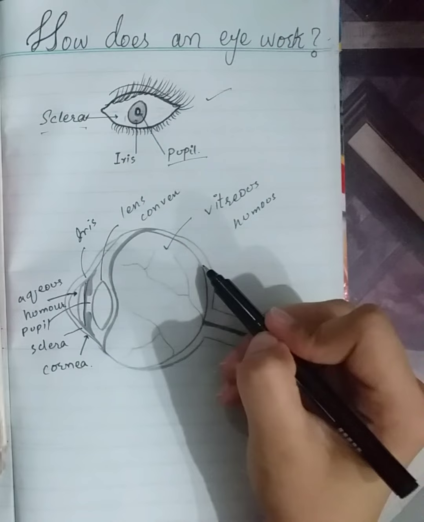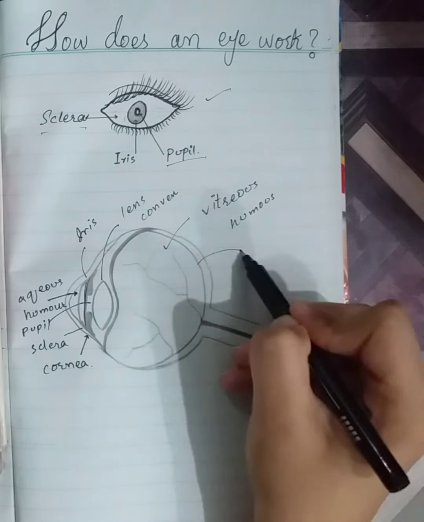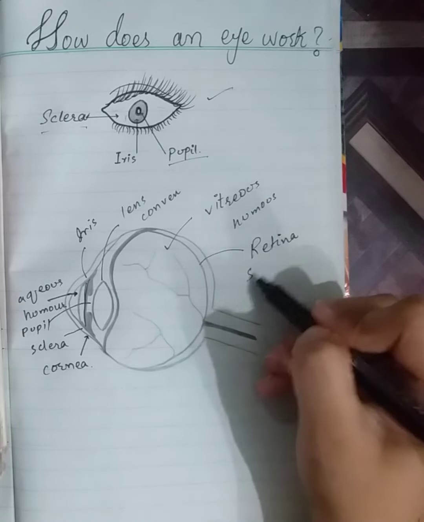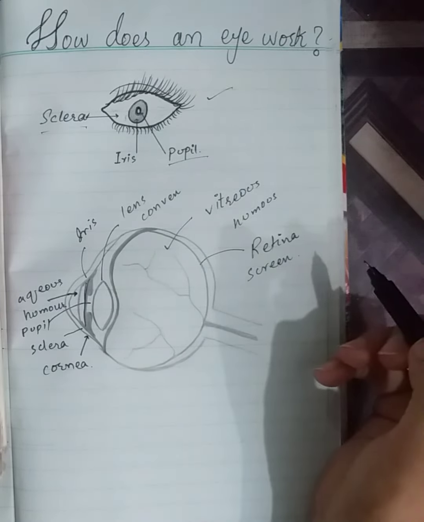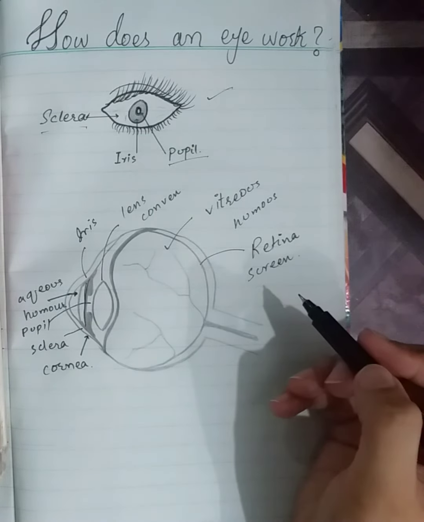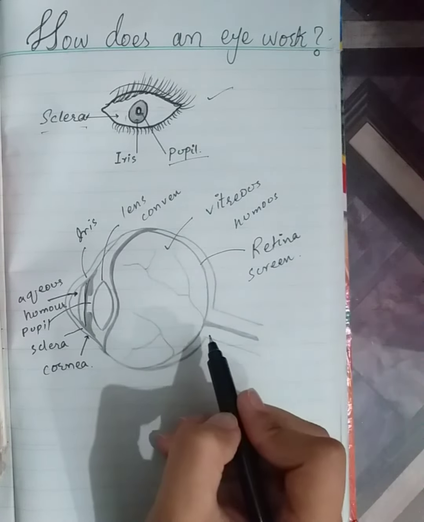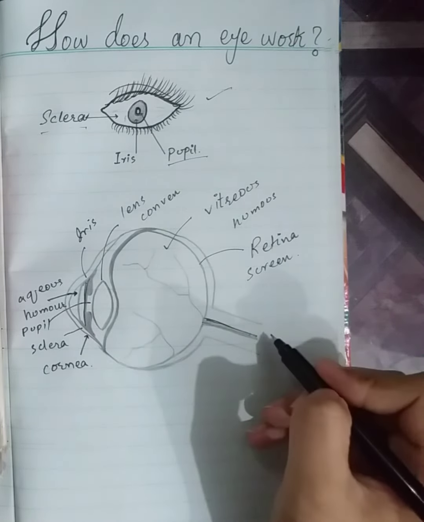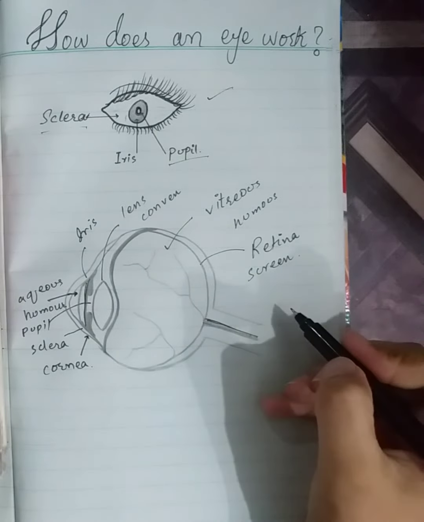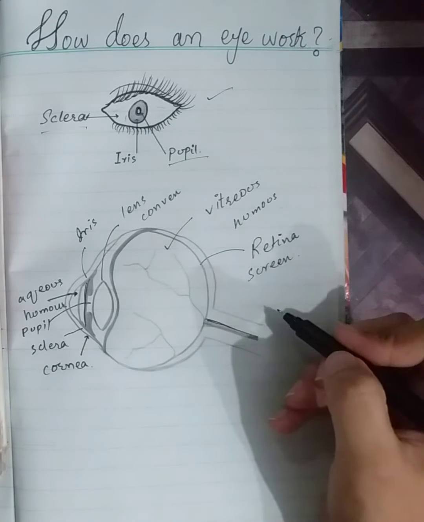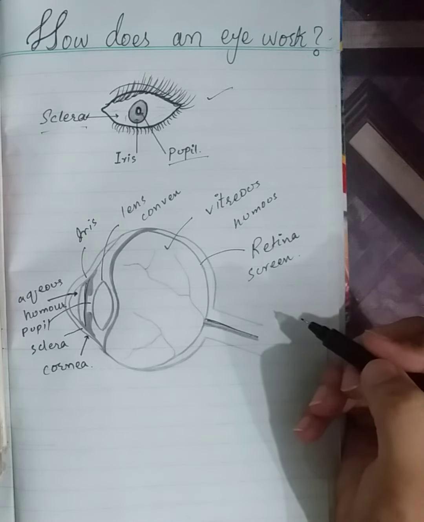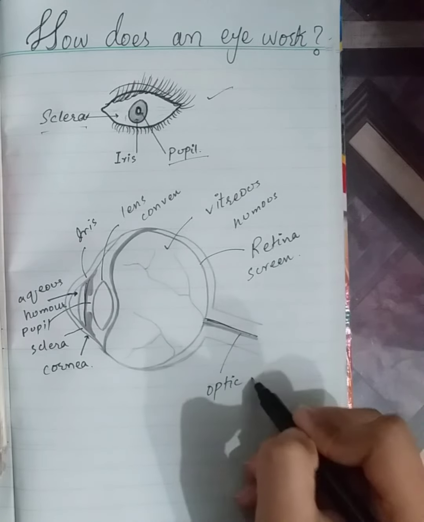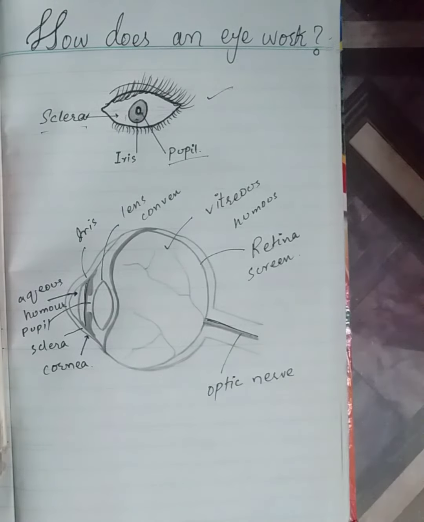Then we have another structure that is called the retina, and you can say the retina is a screen. The retina is a screen on which the images are placed. Then we have an optic nerve which passes from the eye to the brain to take messages and get orders from the brain about what you have seen. Okay, that is called the optic nerve. I hope it is clear to you.